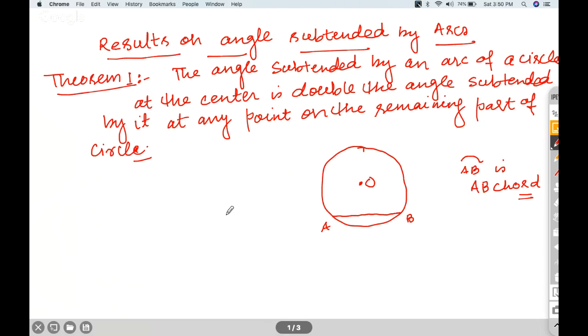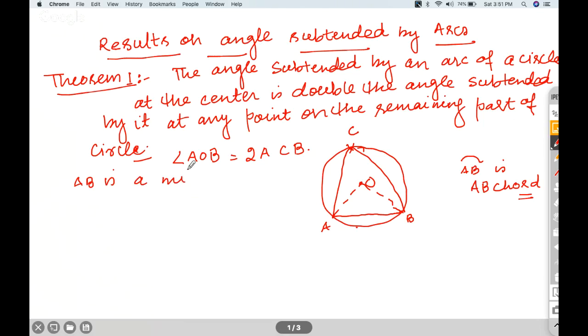So I have to prove that, and I am making an angle here. So this is C. So I have to prove that the angle made by this arc AB at center O, so angle AOB, is 2 times the angle made by this arc AB at any point on the circle, so 2 times ACB. First I am assuming that AB is a minor arc.